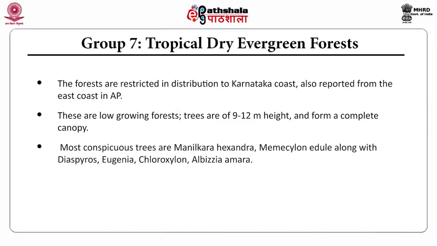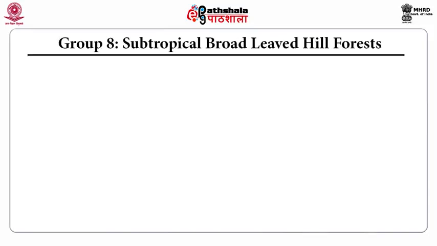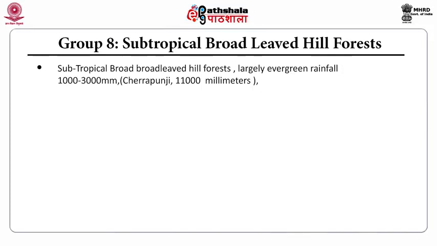The most conspicuous trees in this forest are Manilkara hexandra, Memecylon edule, along with Diospyros, Eugenia, Chloroxylon, Albizia amara. There is a high diversity of trees, shrubs and herbs in this forest. Group 8 is represented by the subtropical broad-leaved hill forests, which are largely evergreen, occur in moderately high rainfall areas of 1000 to 3000 millimeter, but in Cherrapunji, which is in Meghalaya, northeast India, rainfall is very high, 11,000 millimeter per year.